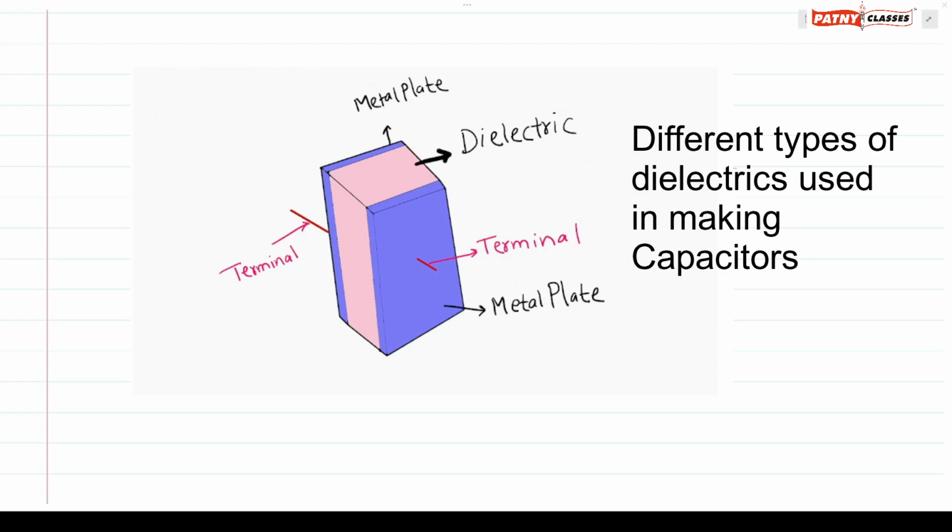In case of capacitors, we use some dielectric materials between the plates of the capacitor. In today's video, I am going to tell you what the different dielectric materials used between the plates of capacitors are.